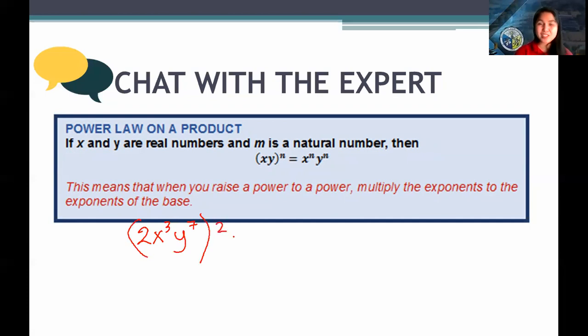Okay, prepare in your chat boxes. Can you tell me what is the answer in the chat box? What is the answer for quantity 2x cubed y to the 7th raised to the power of 2? The first one who gets the correct answer will get a bonus point.